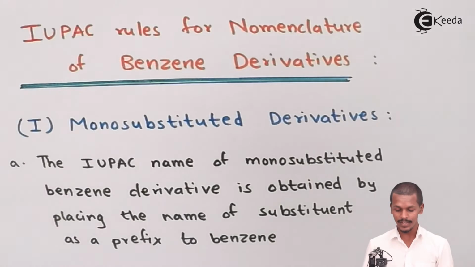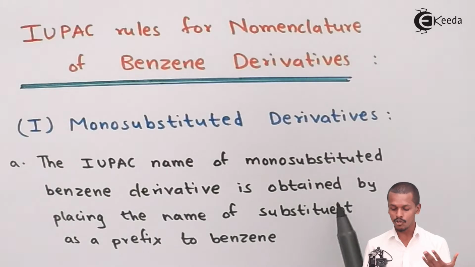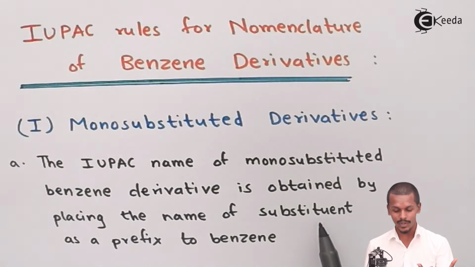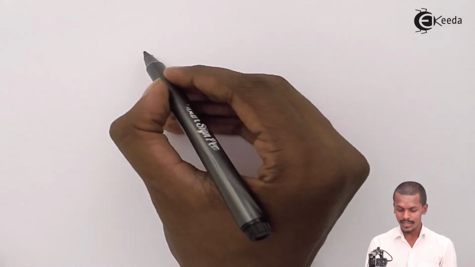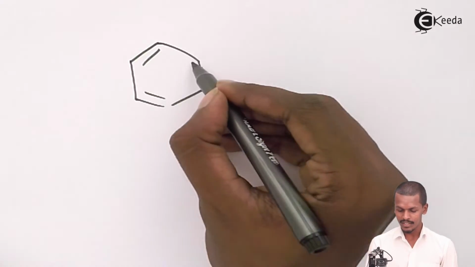That is for the first one. The IUPAC name for the monosubstituted benzene derivative is obtained by placing the name of the substituent as a prefix to the benzene. So this is what I am going to talk about, starting with an example. Benzene is an aromatic compound that we know, or we could write it in this form.